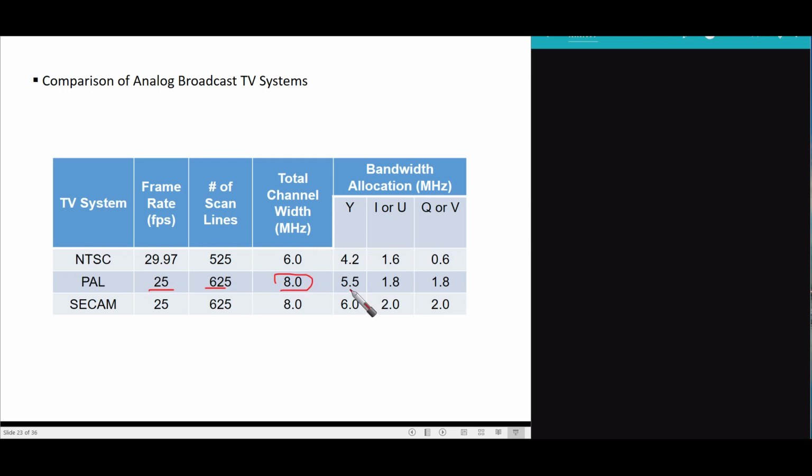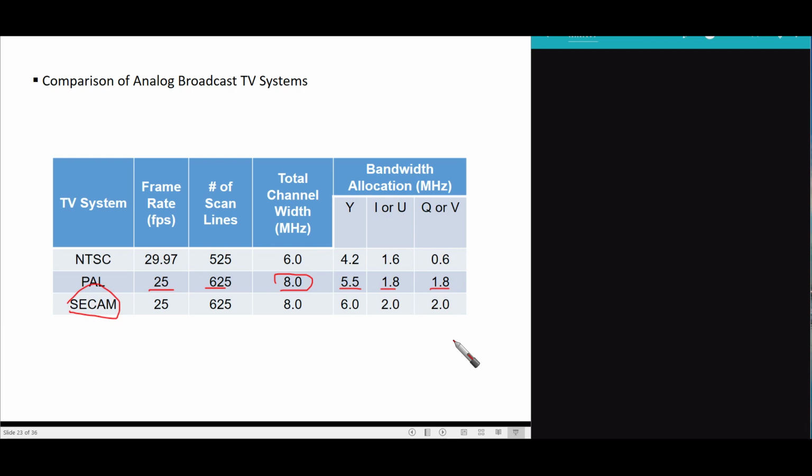And for video information or picture information, we need 5.5 megahertz, and for color information they use 1.8. For both I and Q components, it is the same bandwidth they use, 1.8 megahertz. And for the SECAM standard, this is the information.